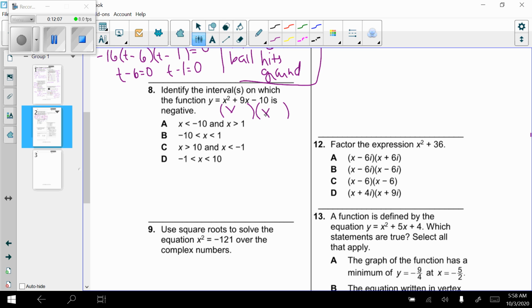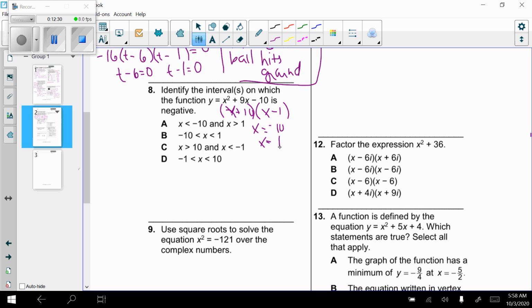x and x. So what can I multiply together to get negative 10, but add to get a positive 9? Well, that's going to be a 10 and a 1. Again, I want my bigger number positive because I'm looking for plus 9x. x plus 10, x minus 1. When I solve those, I get x equals negative 10 and x equals 1. Those are my x-intercepts. Remember, this is where we test our intervals.